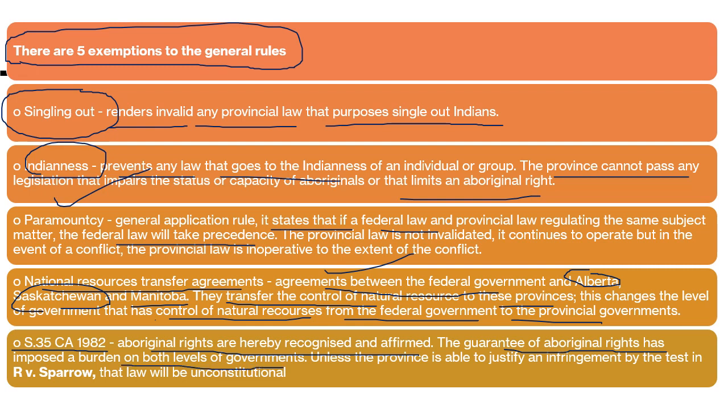Unless the province is able to justify an infringement by the test in R versus Sparrow, the law will be unconstitutional. So a province cannot justify a law that infringes the rights of Aboriginal people, because Section 35 directly puts a burden on both levels of government, on the basis of the fiduciary relationship, to protect Aboriginal right and title. But in R versus Sparrow, we have a legal test that says that if a few things get fulfilled, then it is justified for a province, in these circumstances, to go beyond the protected rights for indigenous people. Otherwise, it would be unconstitutional.